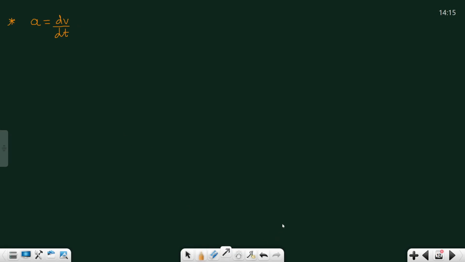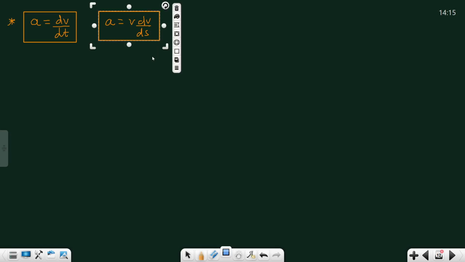You just need to remember this one. है ना, ये तो याद ही रहता है ना. The second term is acceleration is v dv by ds. This relation is also required to learn. How it's कैसे आता है देखो, कैसे आएगा. इसमें तो कोई प्रॉब्लम नहीं है.